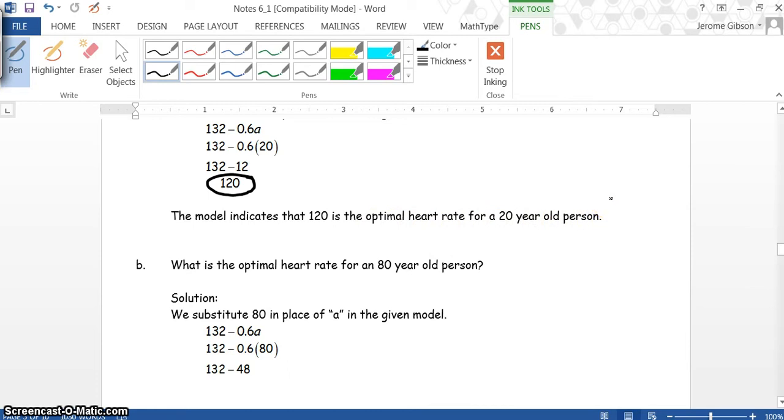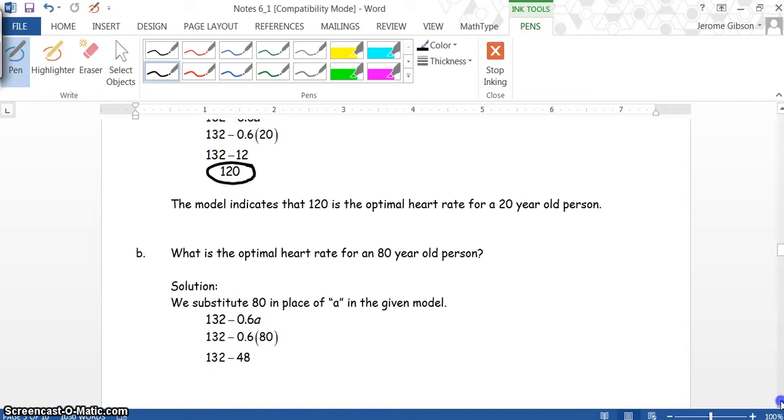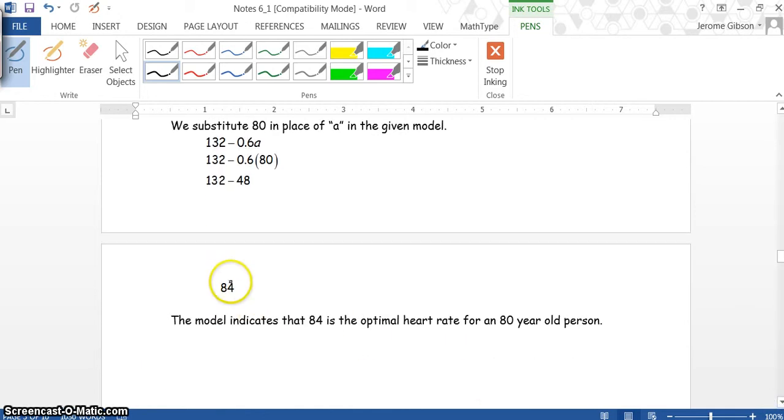It says here, what is the optimal heart rate for an 80-year-old person? So we substitute in 80 in place of A. We put in 80 for A. We have 132 minus 48, because 0.6 times 80 is 48. So 132 minus 48 will give us 84. So the model indicates that 84 is the optimal heart rate for an 80-year-old person.